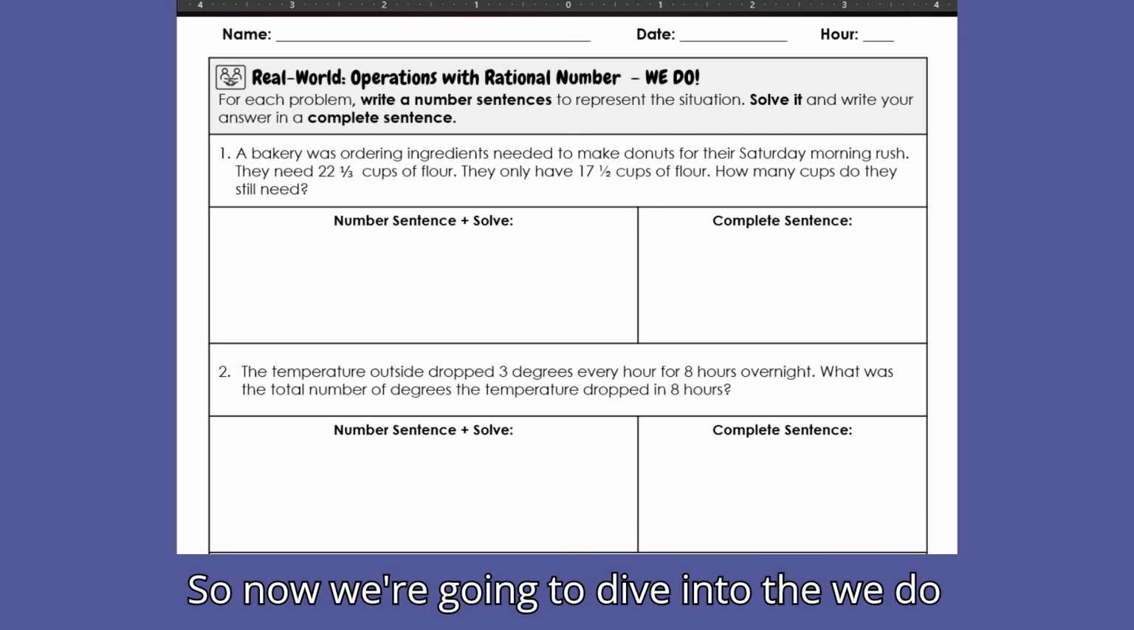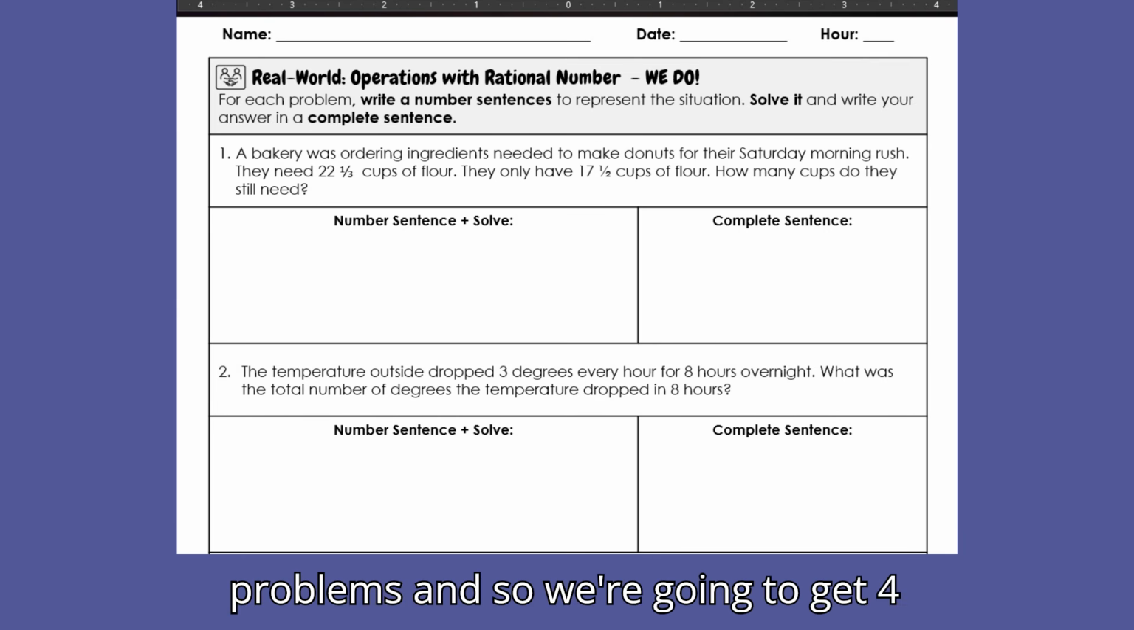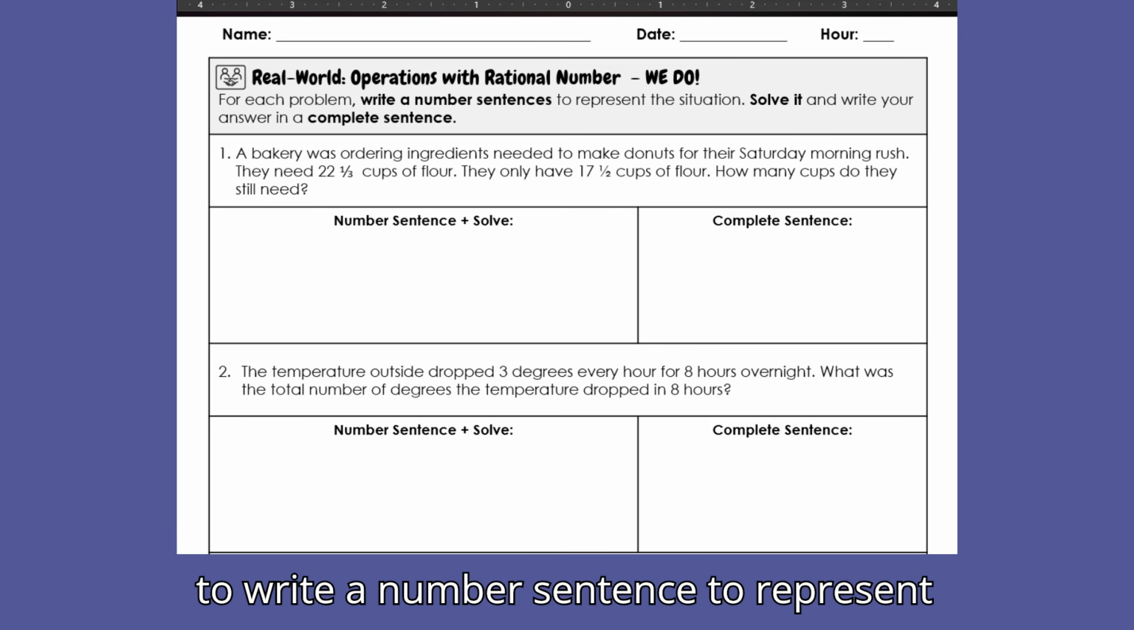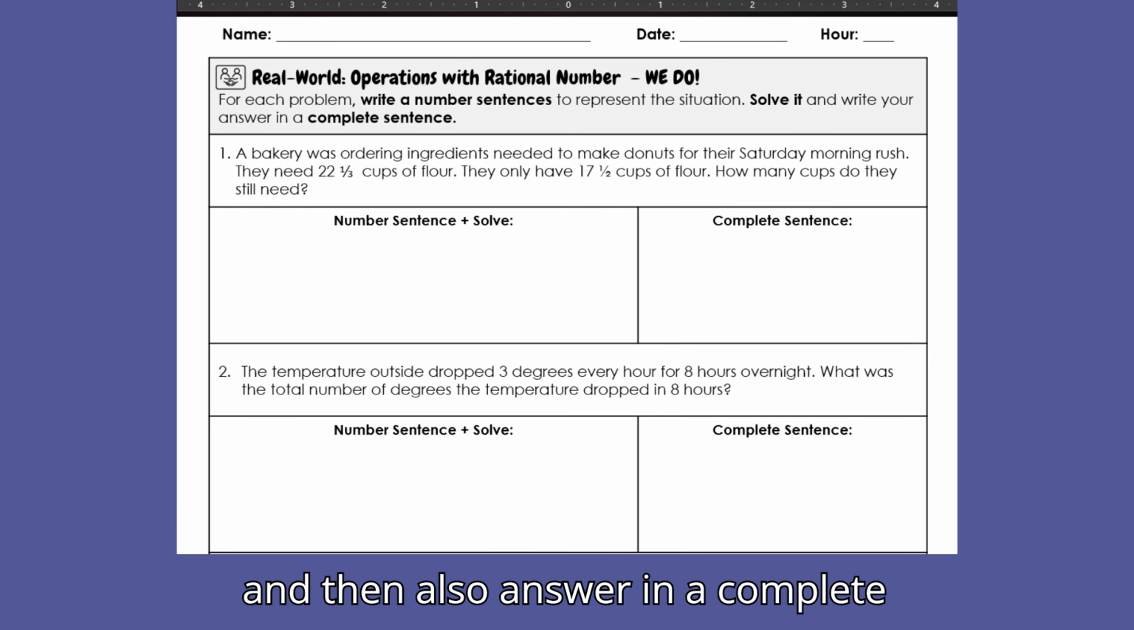So now we're going to dive into the we do problems. And so we're going to look at four examples. And for each example, we're going to write a number sentence to represent the situation. We're going to solve it and then also answer it in a complete sentence.